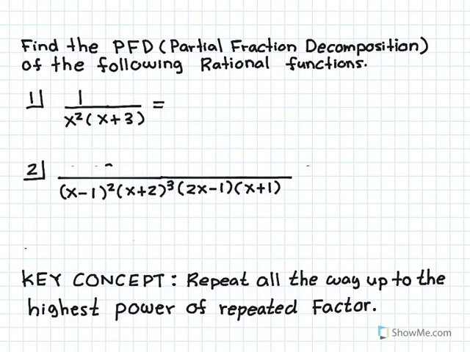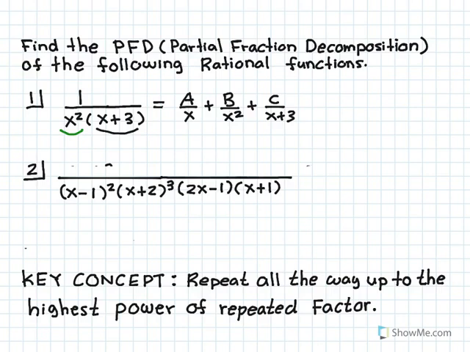All right, let's look at the partial fraction decomposition of the following rational functions. In the first example, we have 1 over x squared times x plus 3. X squared is a repeated linear factor, repeated twice. So we get a over x plus b over x squared plus c over x plus 3. X plus 3 is a distinct linear factor, it's not repeated, so we just get c over x plus 3.